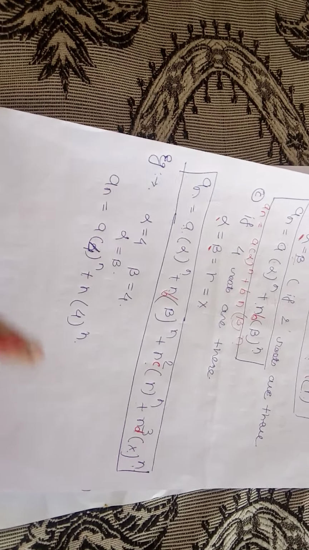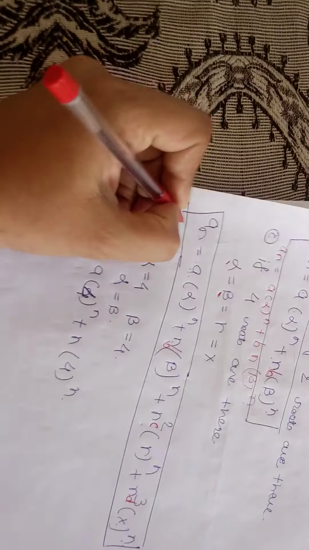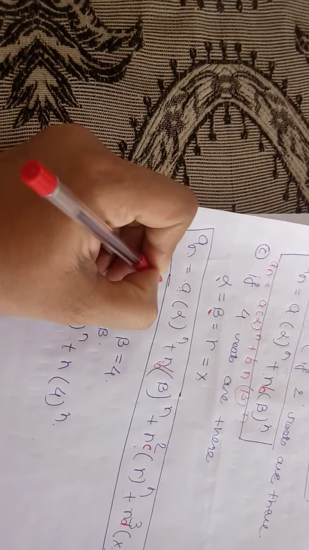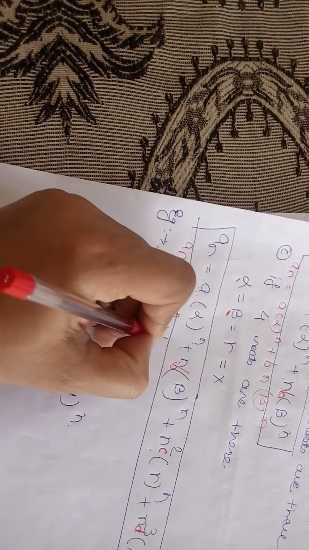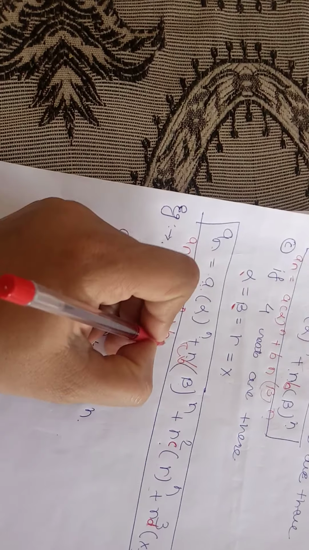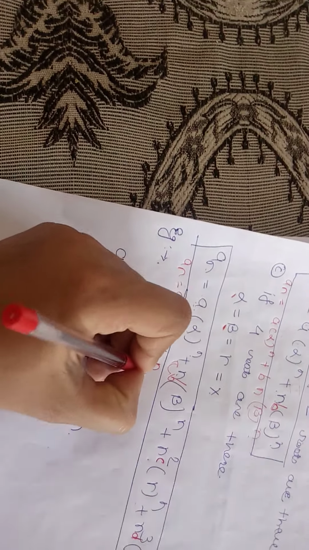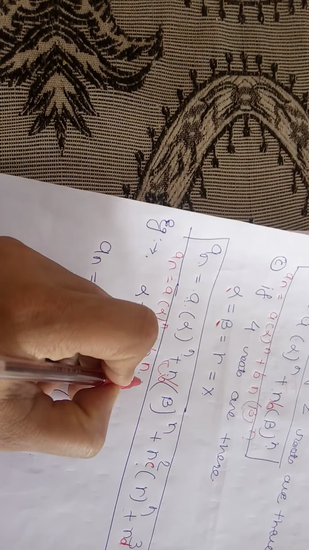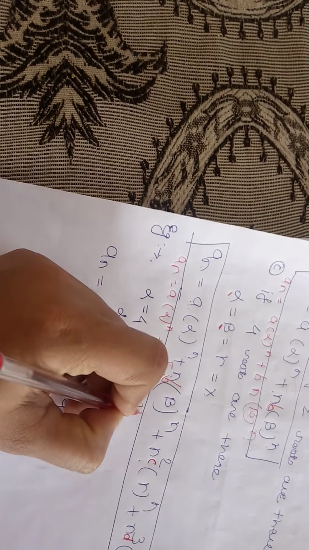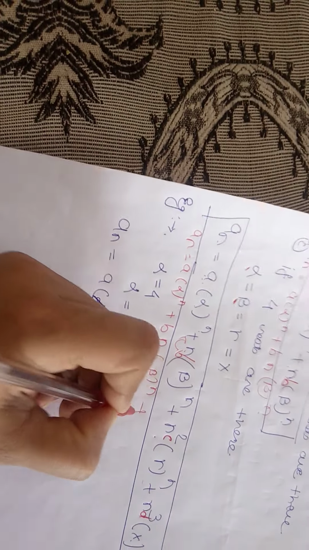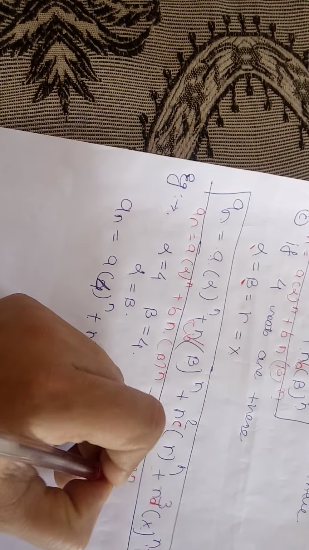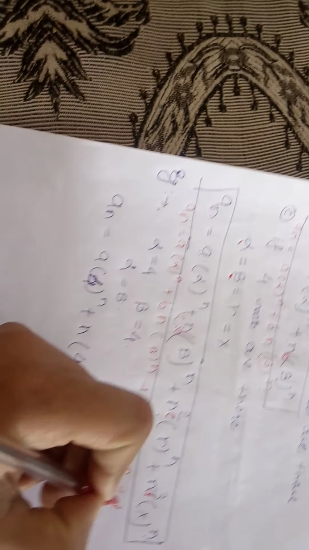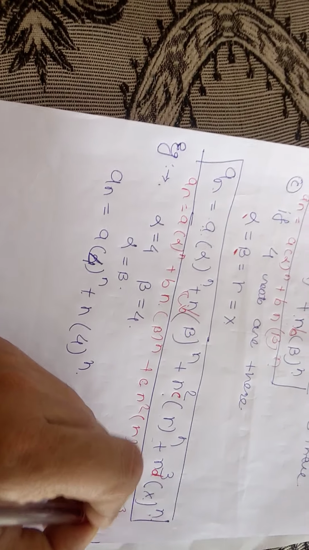Fine. So I can rewrite the same equation like this: A of n is equal to a into alpha to the power n plus b into n into beta to the power n plus c into n square into gamma to the power n plus d into n cube into x to the power n.